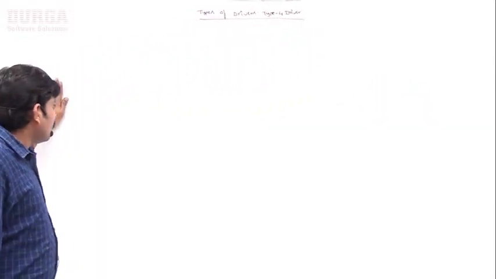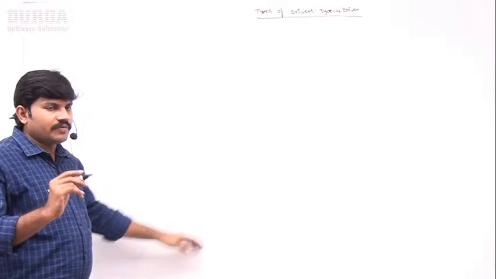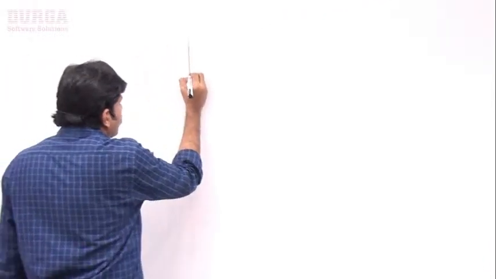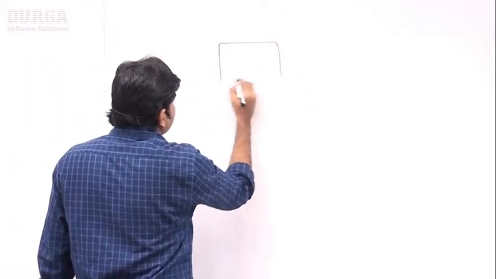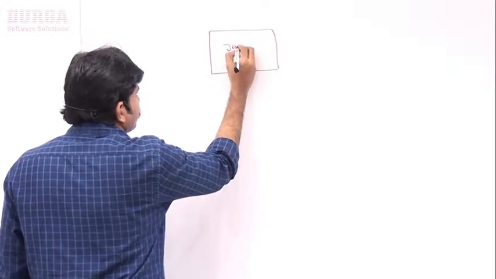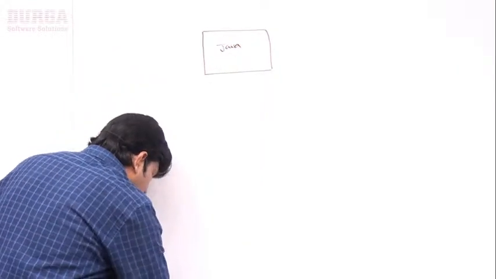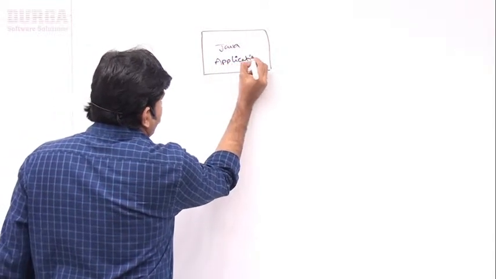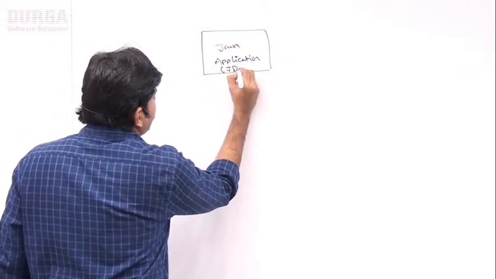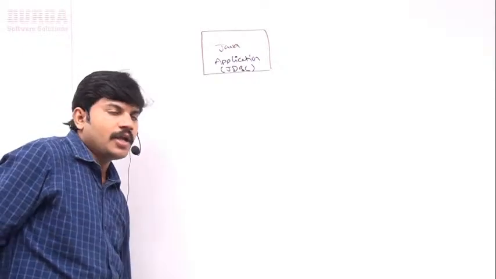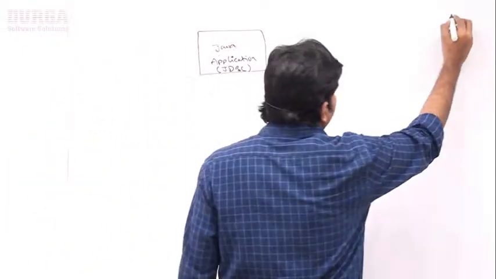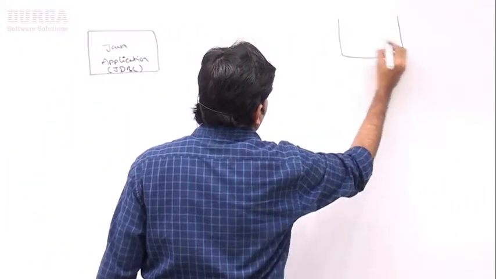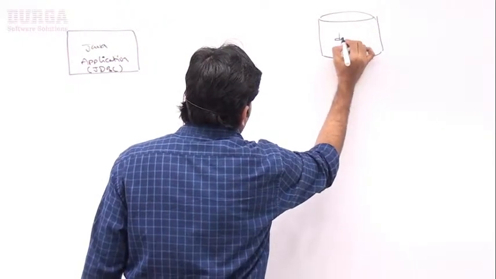So the topic we are going to discuss is the type 4 driver. Now listen, what is the architecture of the type 4 driver? Very simple. Here observe, this is my Java application. Internally it uses JDBC. I want to communicate with the database.